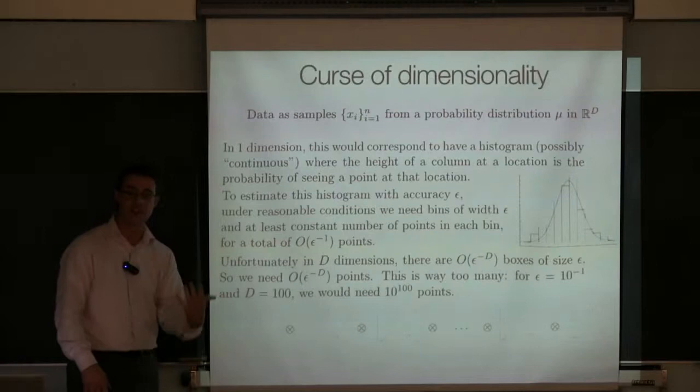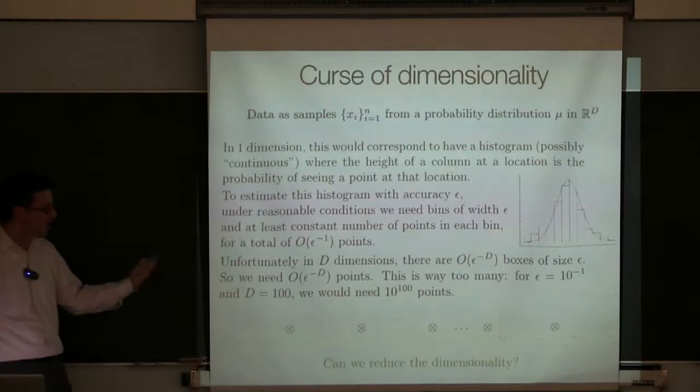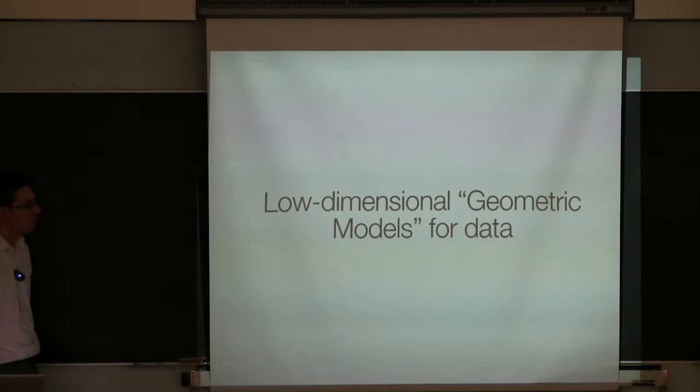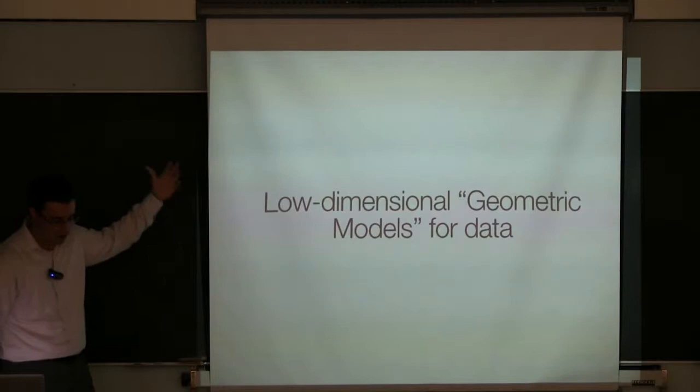And so the question becomes, can we reduce the dimensionality of the data? Is it true that data is intrinsically low dimensional in ways that we're going to define? So I want to talk a little bit about what I call geometric models for data. I like to think geometrically, albeit all of these things could be cast and formalized in a statistical framework.